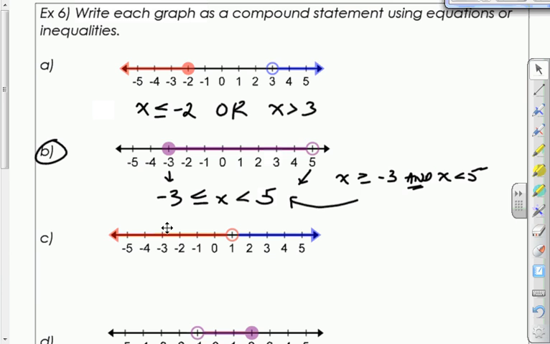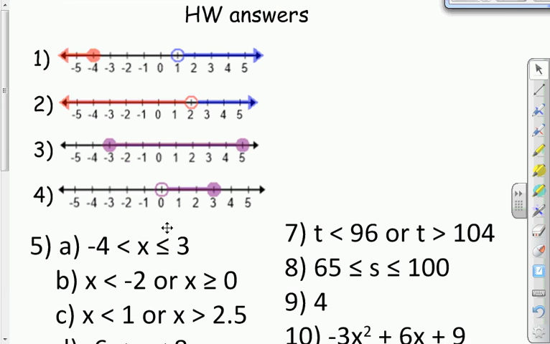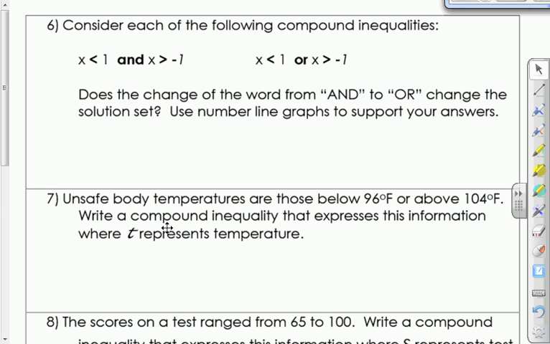Let's take a look at some homework. Let's look at number 6. X is less than 1 and x is greater than -1. X is less than 1 or x is greater than -1. And then we're asked, does the change of the word from and, so and, to or, change the solution set? Use number line graphs to support your answers.